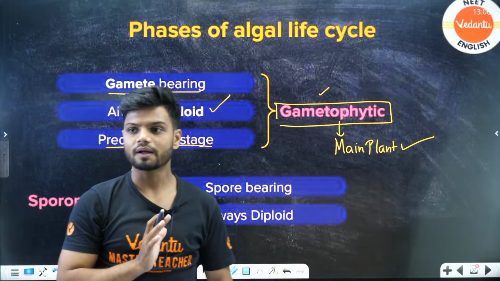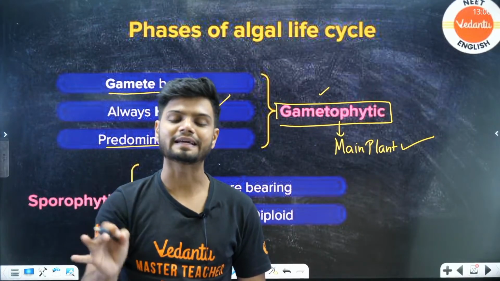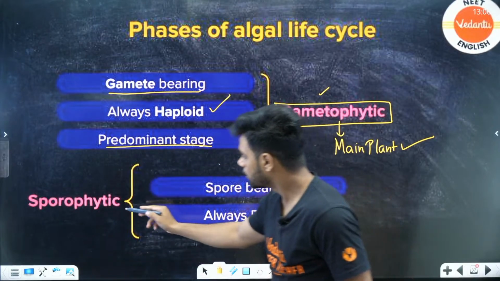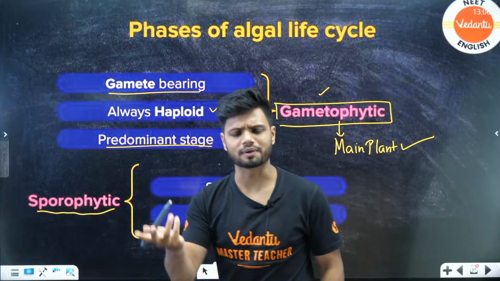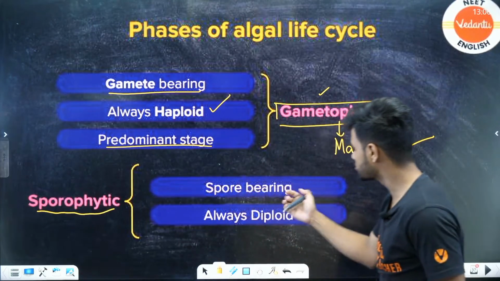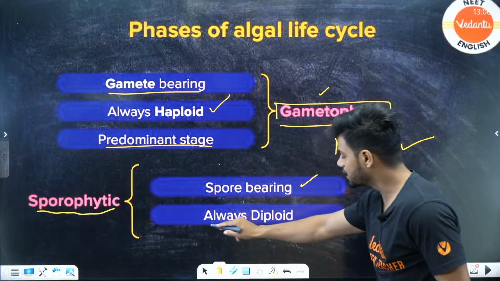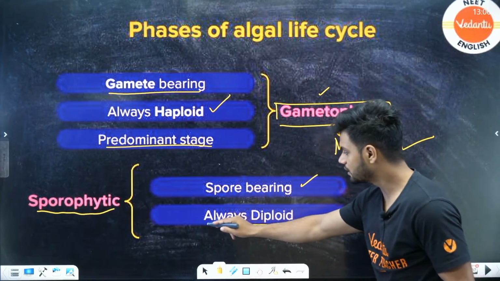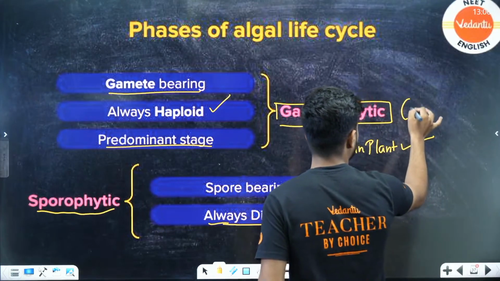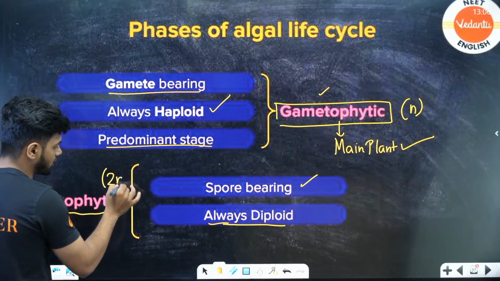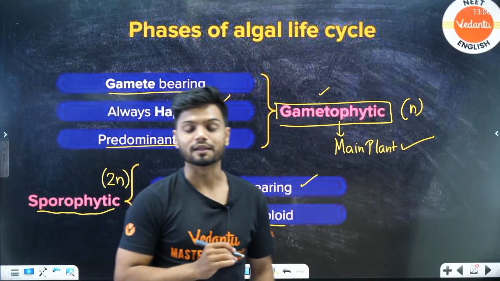Gametophytic. It is said to be gametophytic in nature. The same algae can also show a less predominant sporophytic stage. And remember, the sporophytic stage is always spore bearing and it is always diploid. So gametophytic is haploid and your sporophytic stage is diploid in nature.